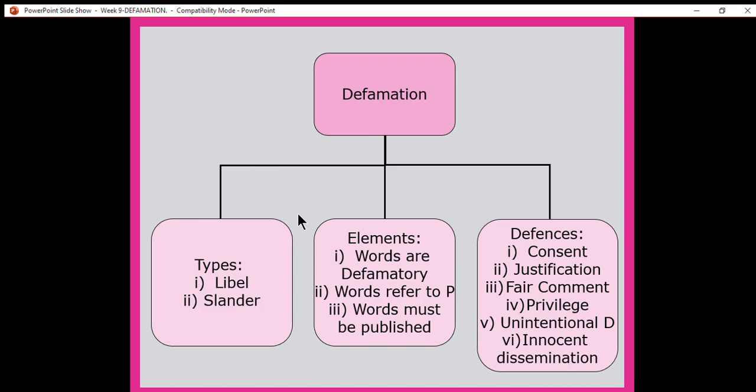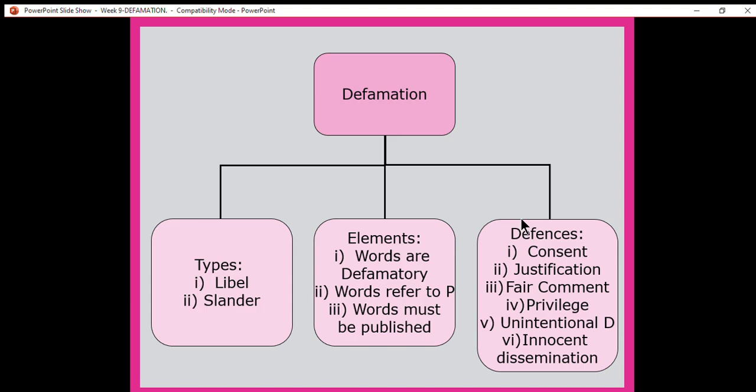Alright, defamation can be divided into two types. First is libel. What is libel? Later I'll explain more. And then the second type of defamation is known as slander. And then the elements of defamation. There are three elements that must be fulfilled by the plaintiff. First, the words are defamatory. Sometimes we use words or sometimes we use statements, but they are similar. Second element, the words must refer to the plaintiff. And third, the words must be published.